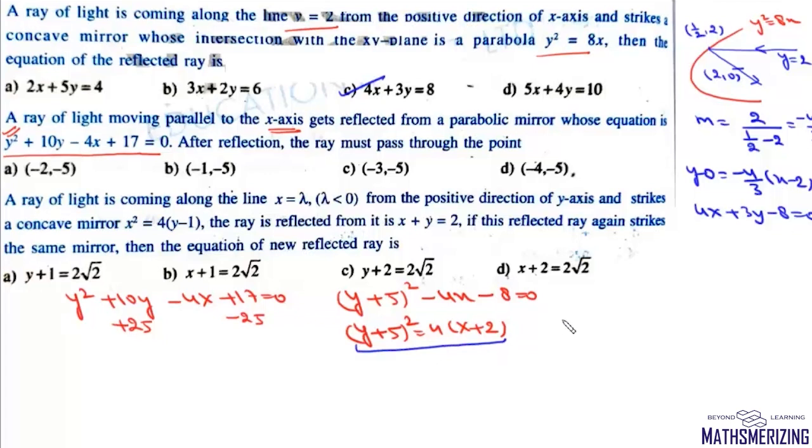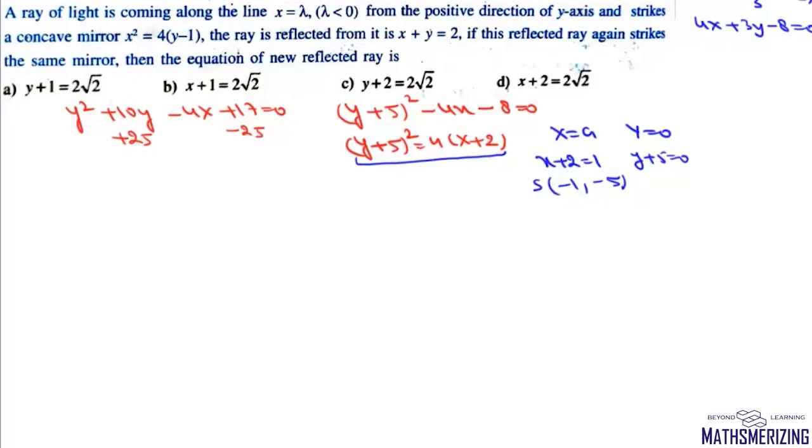So we know that the focus is at a comma 0. So capital X equals a and capital Y equals 0. So x in this case is x plus 2, a is 1 and y is y plus 5 equals 0. So the focus of this parabola will be minus 1 comma minus 5. So any ray which is parallel to the axis of this parabola must pass through the focus of this parabola, which is option number B.